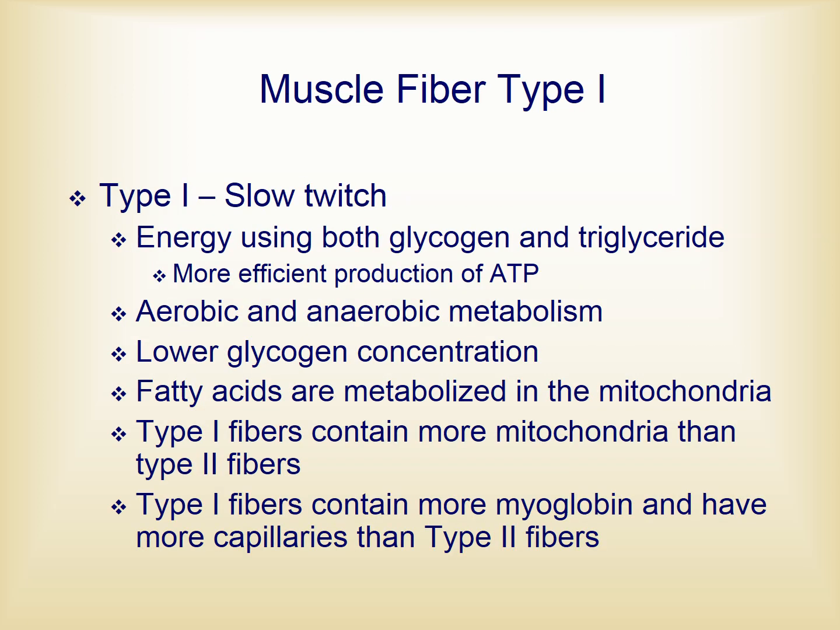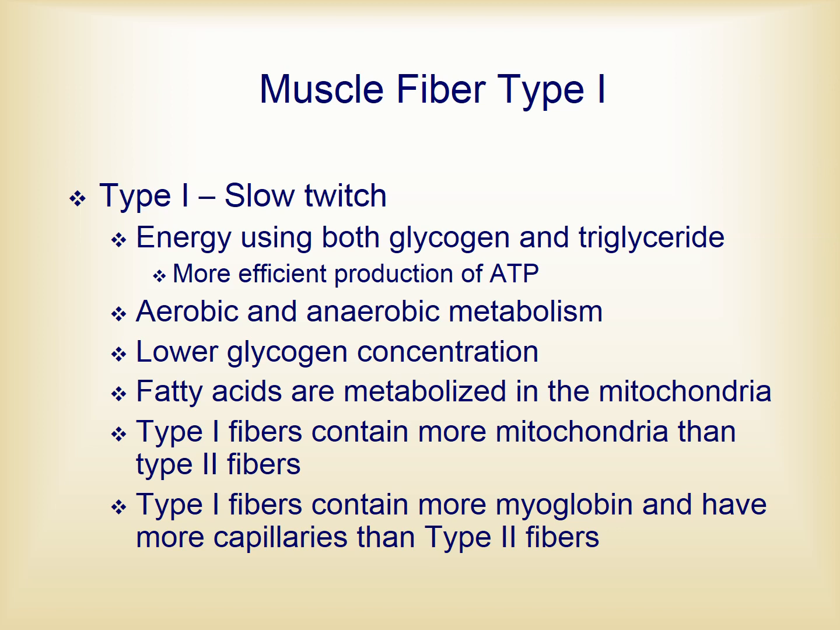Our type 1 muscle fibers are our slow-twitch fibers. They'll derive energy using both glycogen and triglyceride as substrates. So they have a more efficient production of ATP compared to our type 2 fibers. They use both aerobic and anaerobic metabolism. They have a lower glycogen concentration, and they will metabolize fatty acids in the mitochondria. Remember, that's the only place where fatty acids will actually be metabolized.